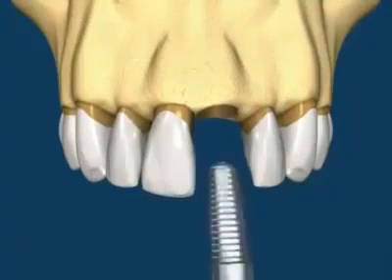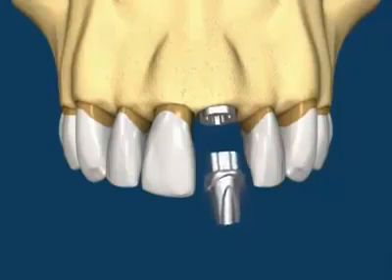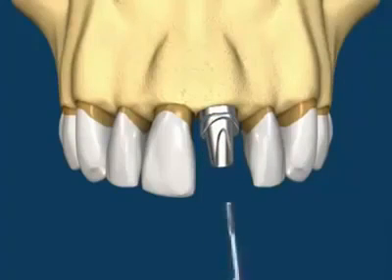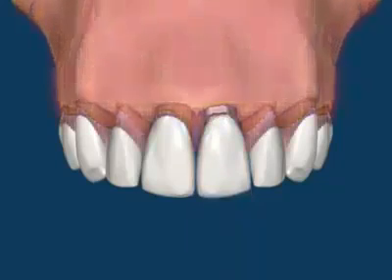Here we have an immediate implant placement followed by the post and core, which is secured to the implant fixture, followed by a crown. In this situation, we do not involve the adjacent teeth.